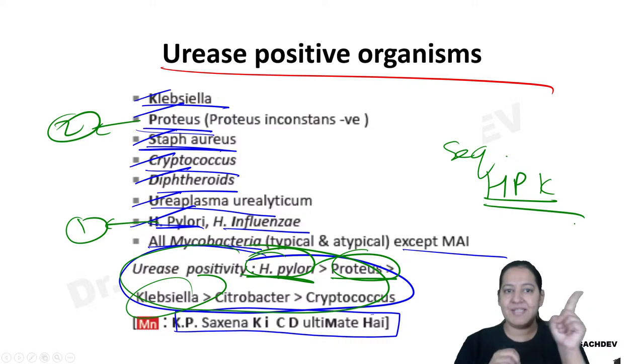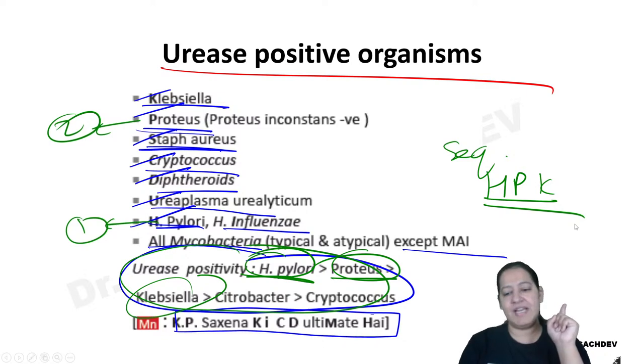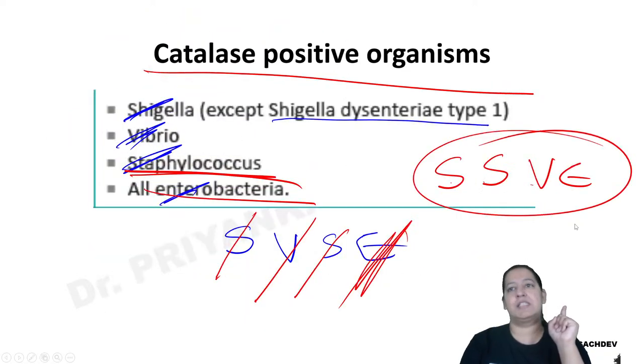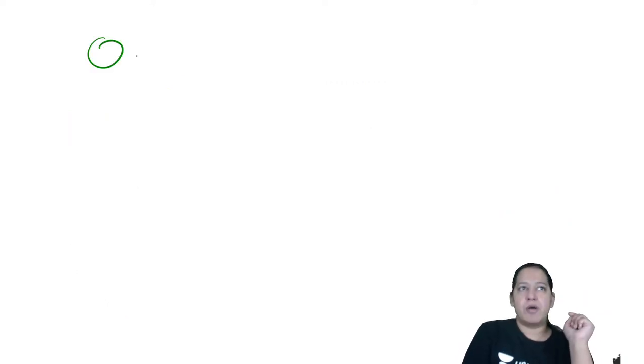So KP Saxena ki CD ultimate hai. Yahan pe he loves painting, very nice picture on building. Yahan pe CD KP Saxena ki CD successful hai. Yahan pe SSBE. So who will help me in writing the three? Even it is confusing for me also. Oxidase positive, who will tell me oxidase?